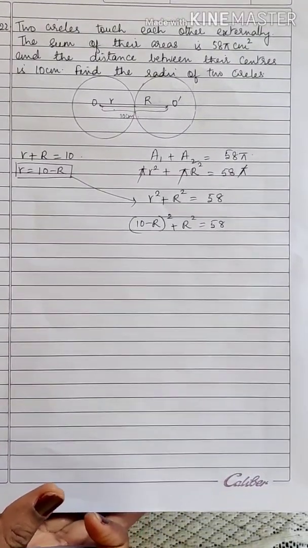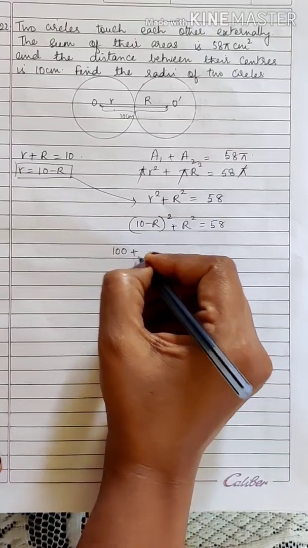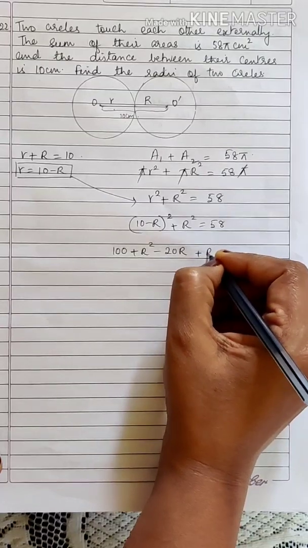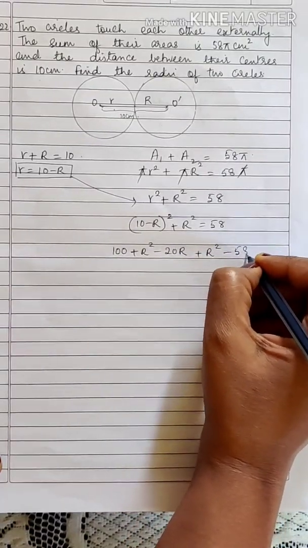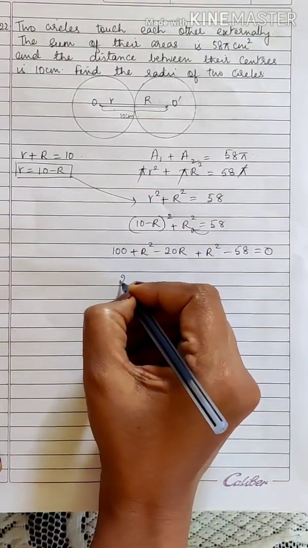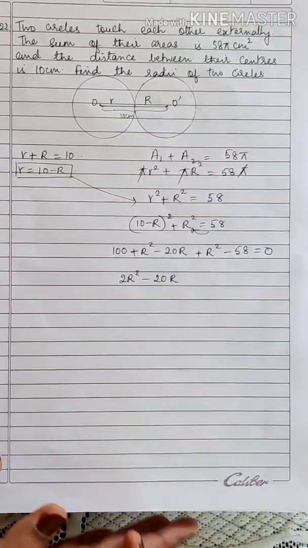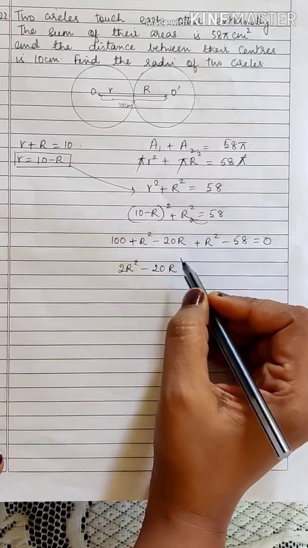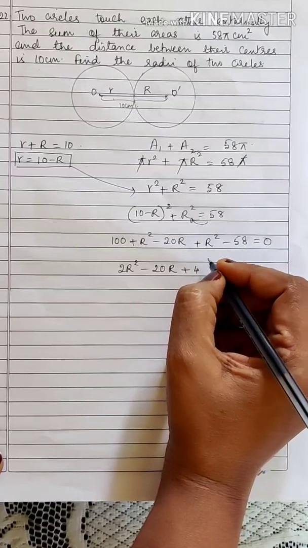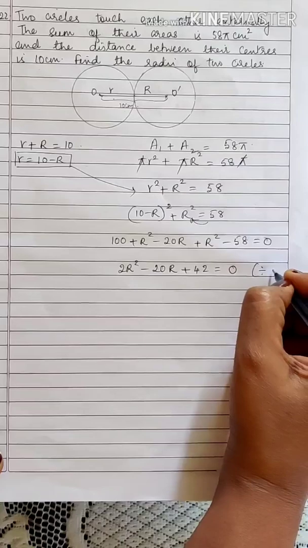Now solve this. Use a minus b the whole square, so 100 plus r square minus 20r plus r square minus 58 is equal to 0. Transposing 58 to the left hand side, so you get 2r square minus 20r, and 100 minus 58 is 42, is equal to 0. Now divide the whole equation by 2.